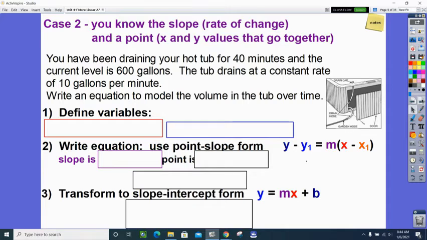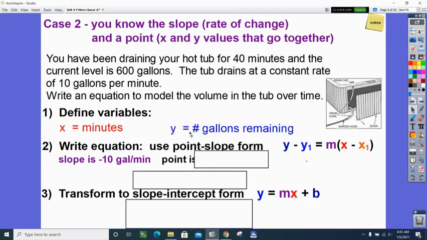Now the tub drains at a constant rate, which is 10 gallons per minute. We're going to write an equation to model the volume of the tub over time. So again, I can hear a slope in there. Do you hear it? What is the slope in this situation? And did you say that it was losing 10 gallons per minute? Again, don't forget the negative. It's going down. It's draining. The gallons will be your y unit and the minute will be your x. So defining variables becomes really easy when we have a slope, a rate of change in the problem.